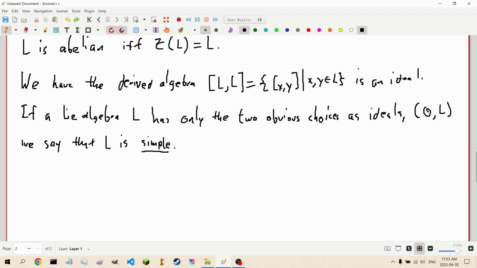And if you think about the one-dimensional case, everything is collinear with itself, so by alternativity, the bracket is always 0.